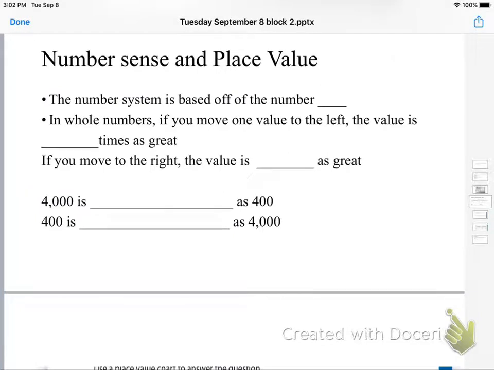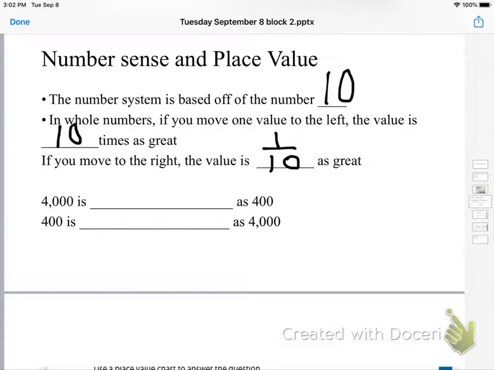Then during math, we started talking about number sense and place value. We talked about how our whole entire number system is based off of the number 10. So as you move from place value to place value to the left, the value is 10 times as great as the previous place value. But if you move to the right, the value is only 1/10 as great.